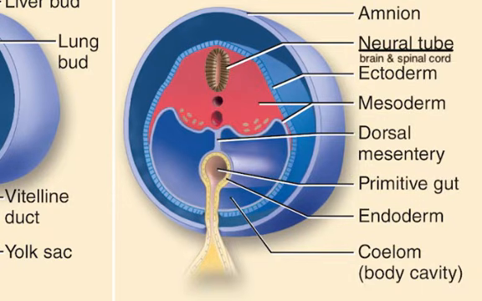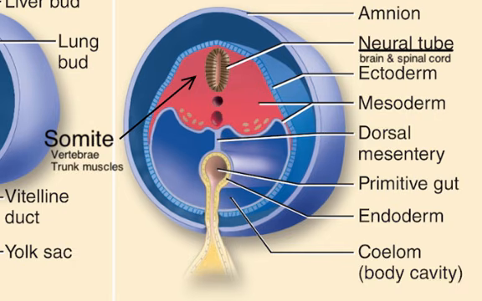later become the brain and spinal cord, and segmentation of the mesoderm into blocks of tissue called somites. Somites will give rise to the vertebral column, the trunk muscles, and the dermis of the skin.